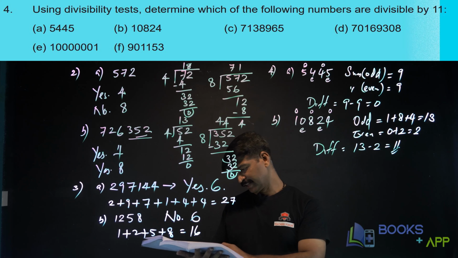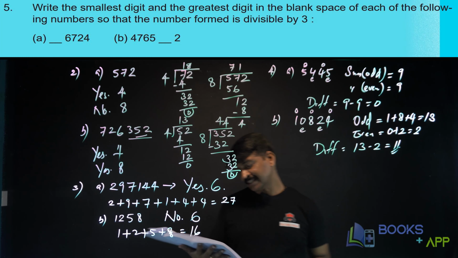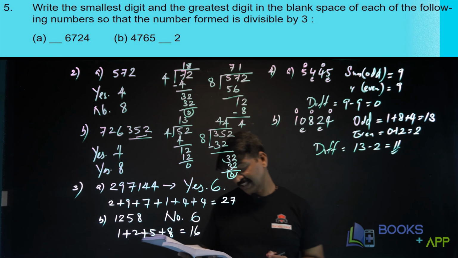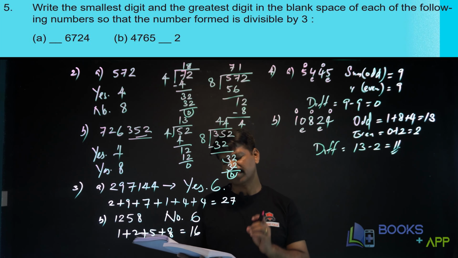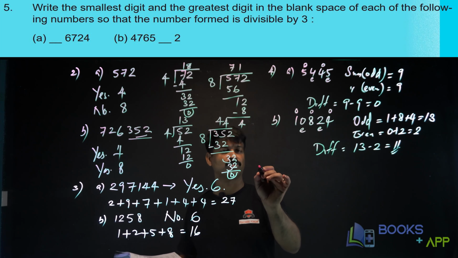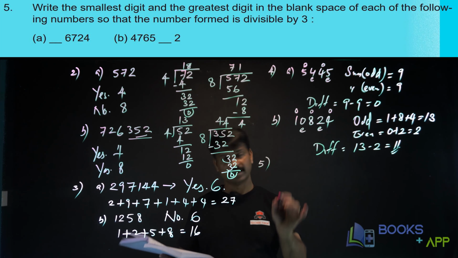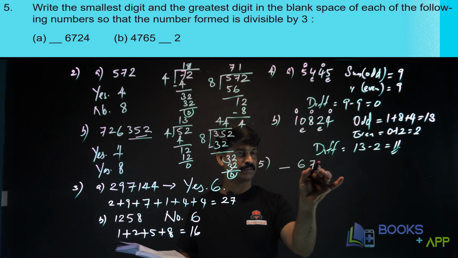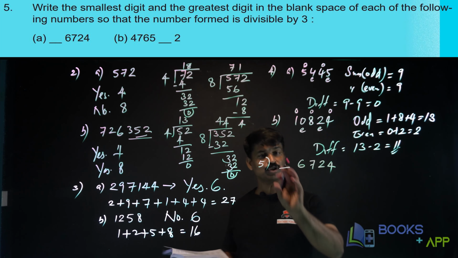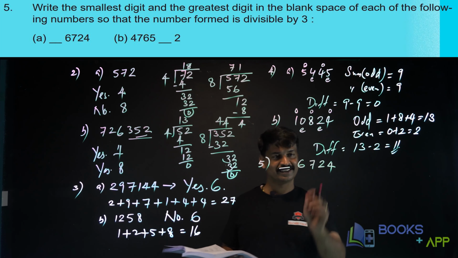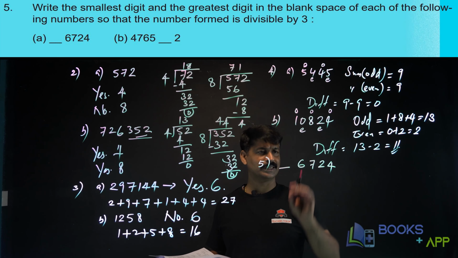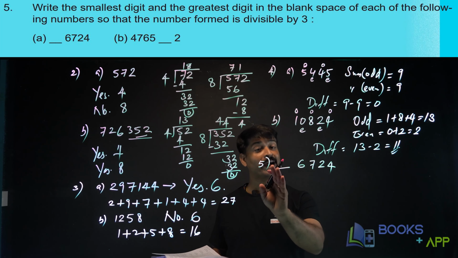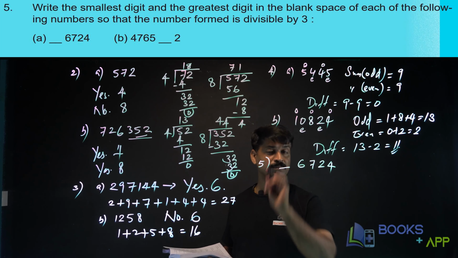Now let us solve another one, question number 5. Write the smallest digit and the greatest digit in the blank space of each of the following numbers so that the number formed is divisible by 3. Let us see the number. 6, 7, blank, 2, 4. You should add a number here so that the number is divisible by 3. What is the criteria for divisibility by 3? When you add the digits, the sum should be divisible by 3, isn't it?